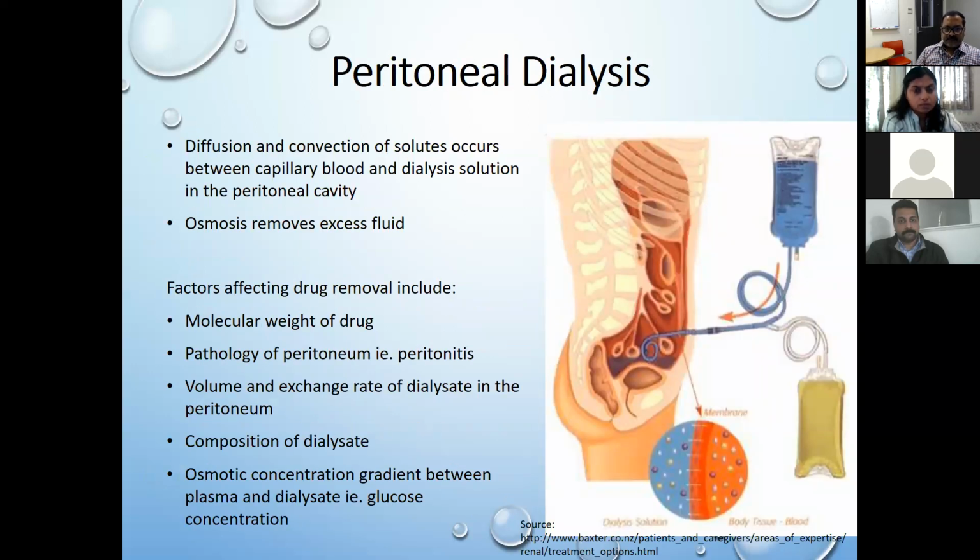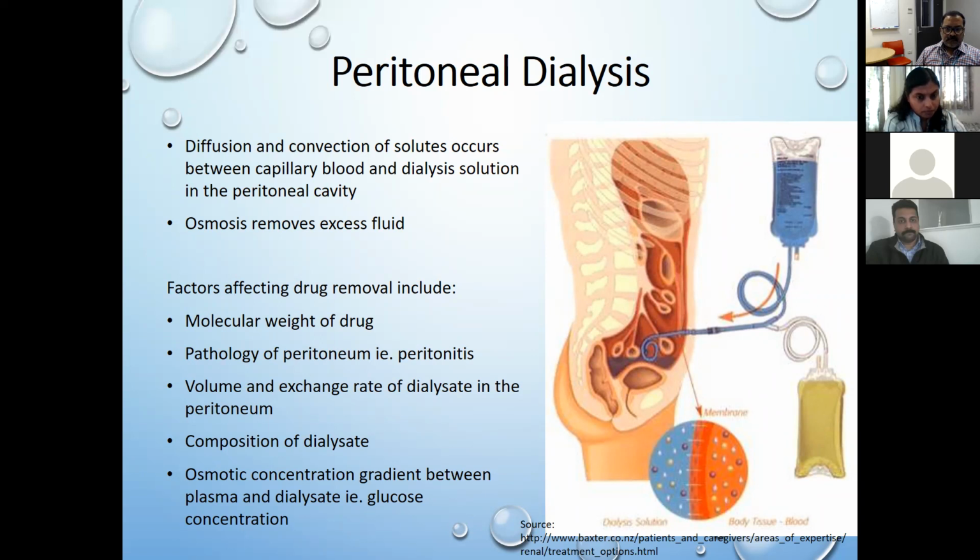Okay, just a word about peritoneal dialysis. For CAPD, the membrane we use is the peritoneal membrane, and therefore the health of the membrane is really important. I mentioned before that during peritonitis, the membrane becomes more porous and you'll remove a larger proportion of drugs and solutes that way. So in peritoneal dialysis, you've got diffusion and convection of solutes which occur between the capillary blood and dialysis solution in the peritoneal cavity. And osmosis will also remove excess fluid.